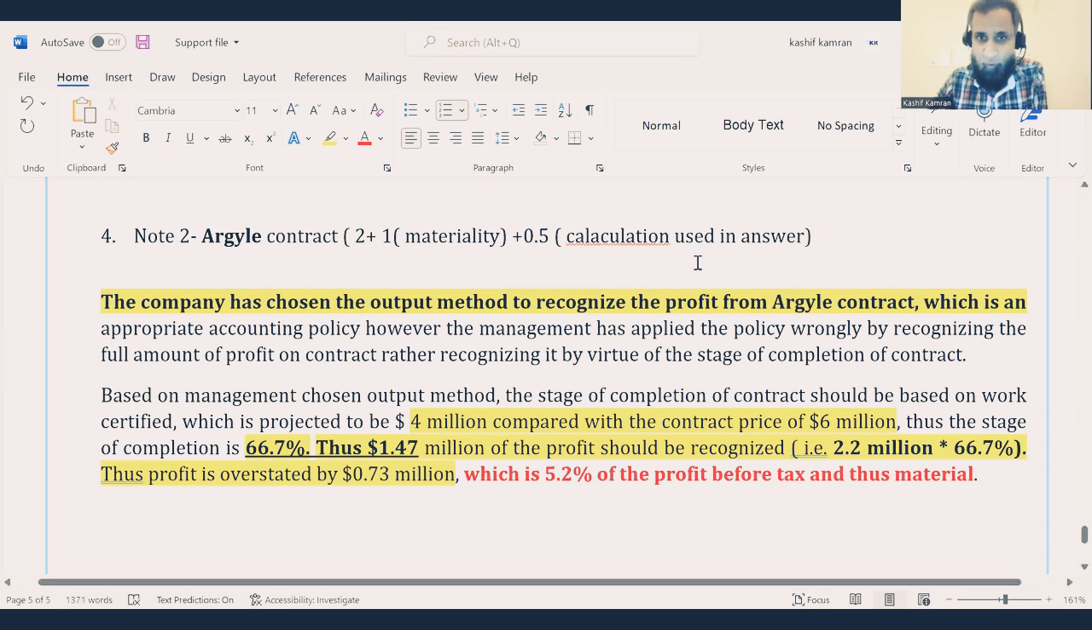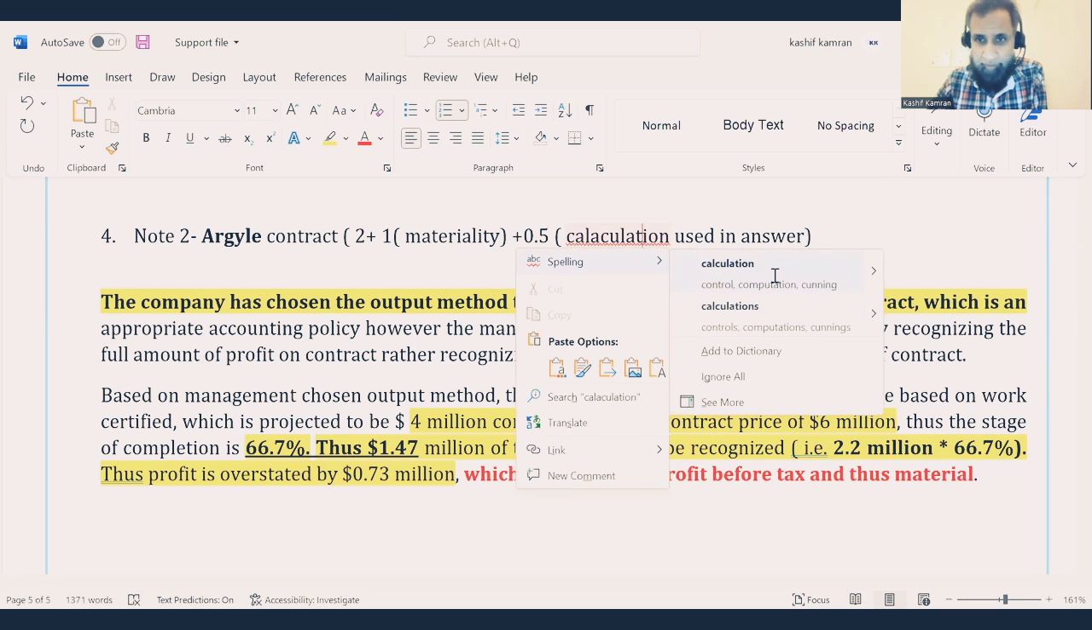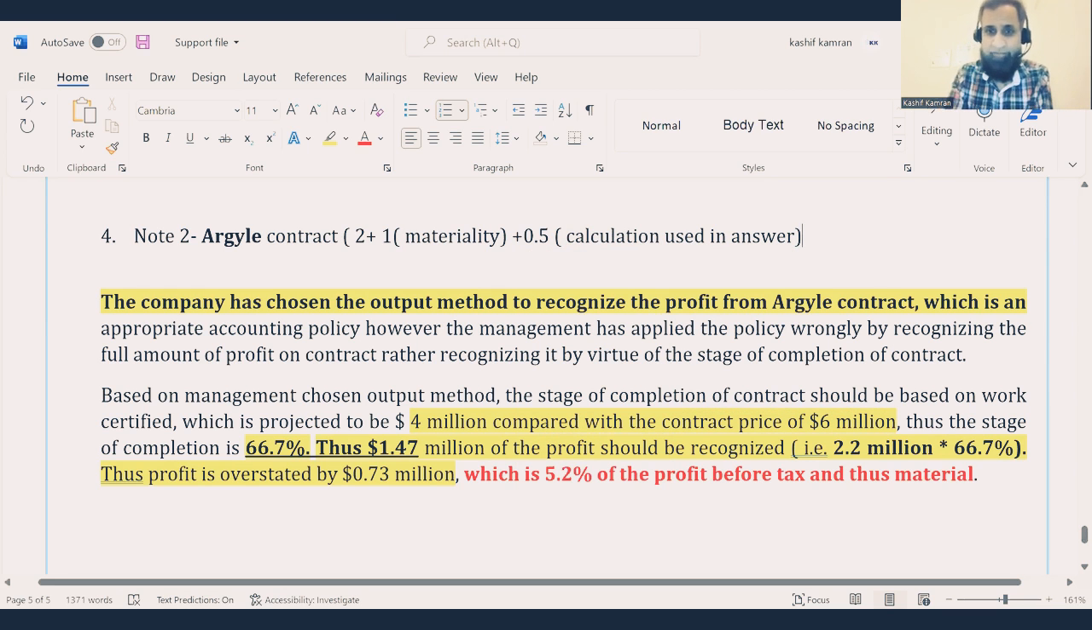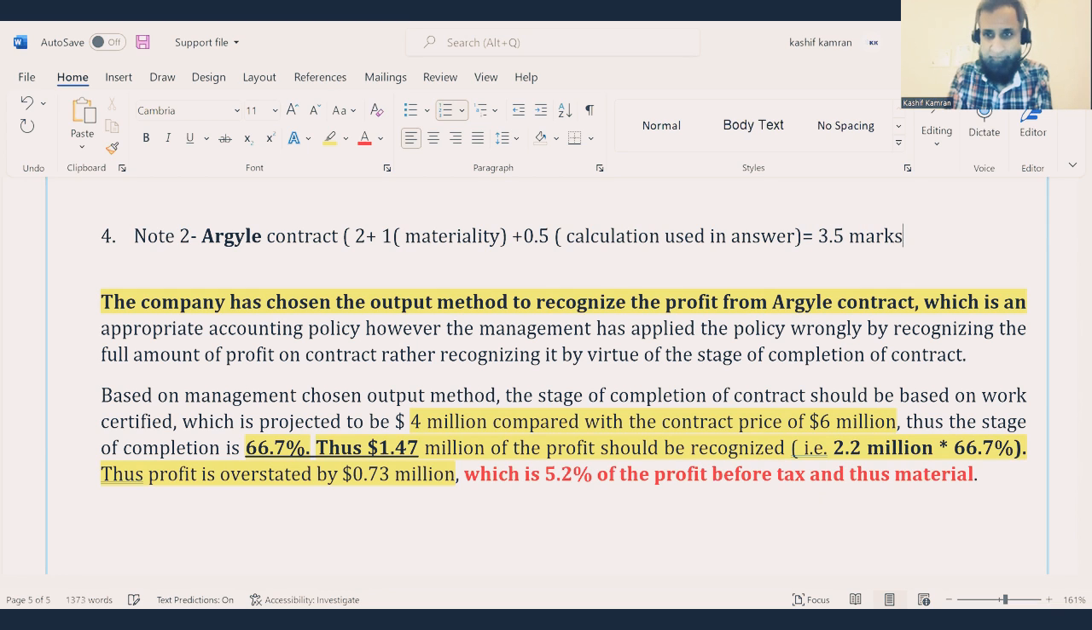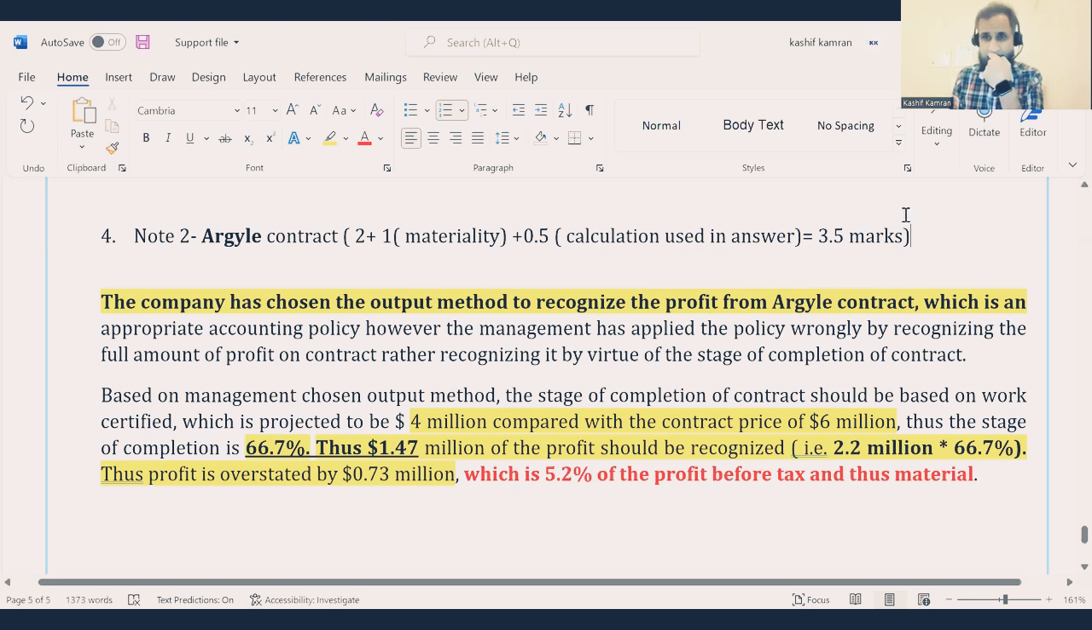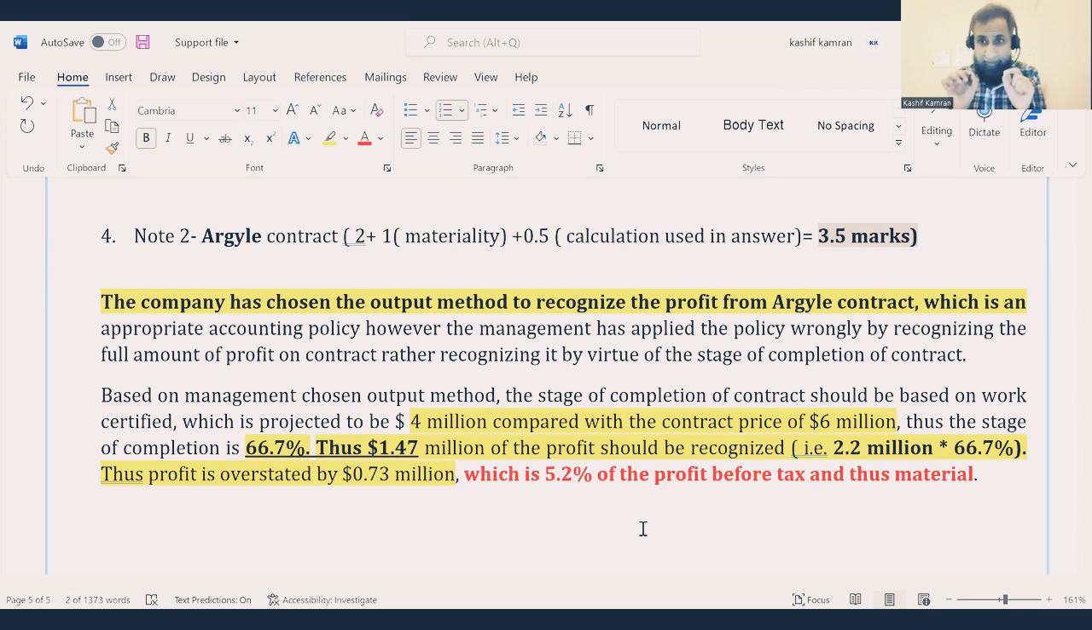So how many marks are we getting for note number 2 then? 2 plus 1 plus 0.5 is equal to 3.5 marks. I hope you're getting the marking scheme. How much are the journal marks for every risk? 2. But with that 2, we added the materiality, 3. With that 3, we added the calculation, 3.5. So can we get incremental marks for a risk? Yes. So note number 2 is giving us incremental marks.